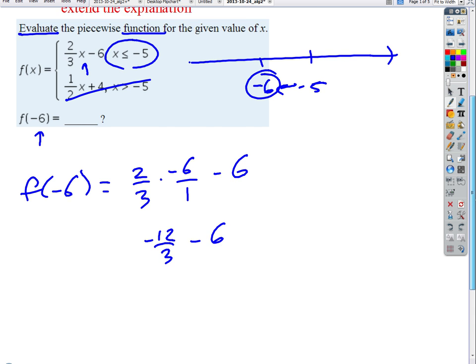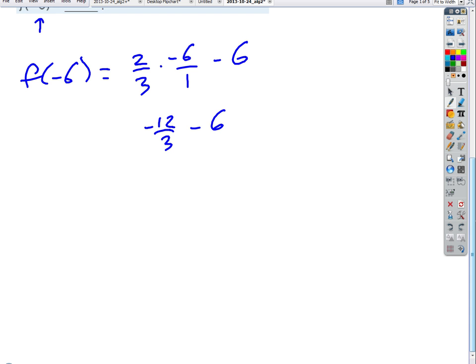And what is -12 over 3? -4. Then -4 minus 6 equals? -10. So that's my answer. Okay, good?